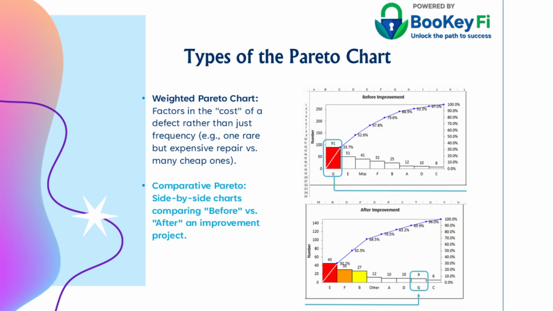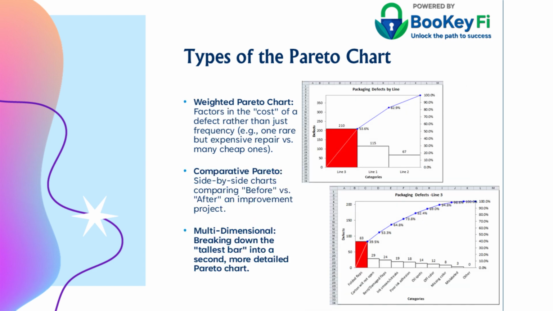Next is the comparative Pareto. This involves placing two charts side by side to compare data from different times or locations. It's the primary way teams demonstrate the success of an improvement project by showing a before versus after view of the same process. Finally, we have the multi-dimensional Pareto.